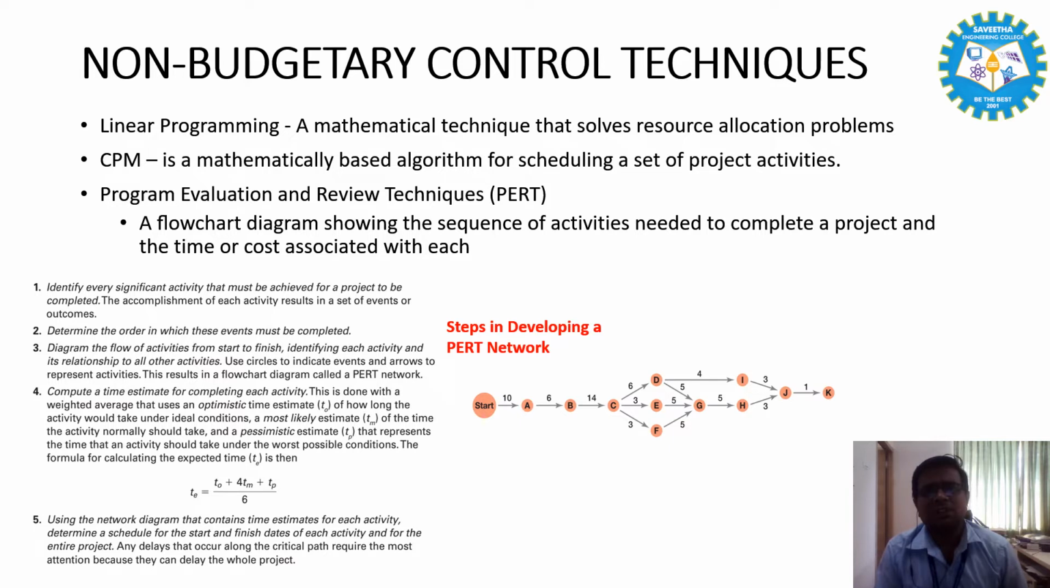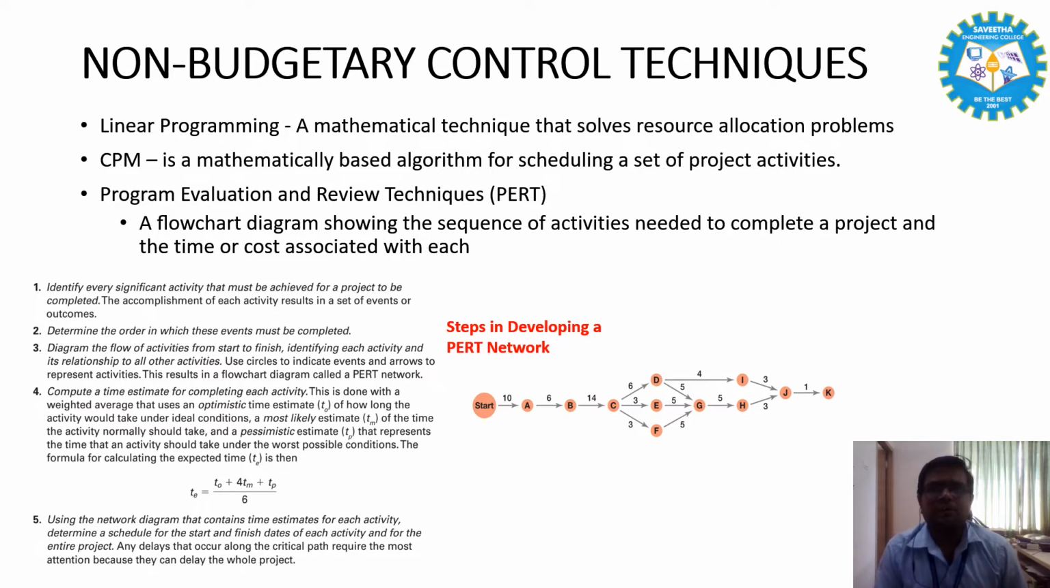The next method is CPM, critical path method or critical path analysis. It is a mathematically based algorithm for scheduling a set of project activities. It is based on perfect time estimation. It is used for optimizing resource allocation and minimizing the overall cost for a given project. CPM can reduce the time for completion of a project. It is applicable to both large and small projects.